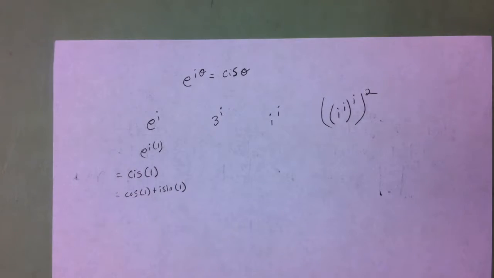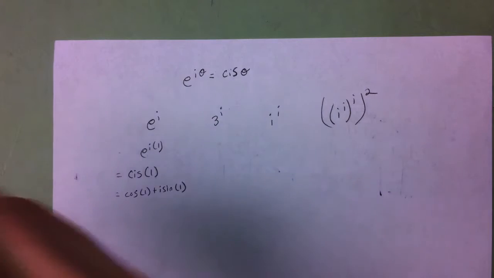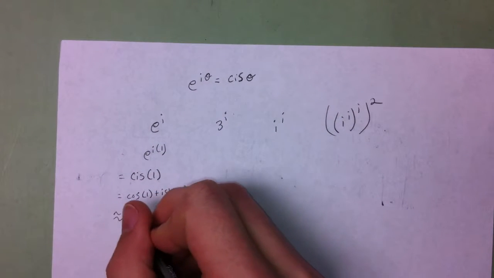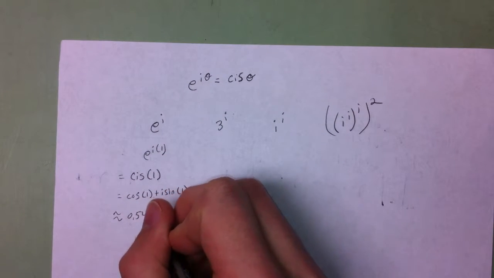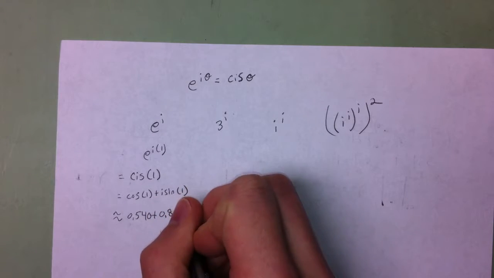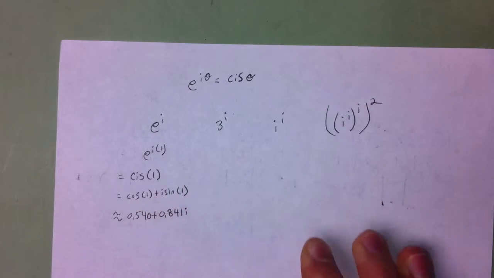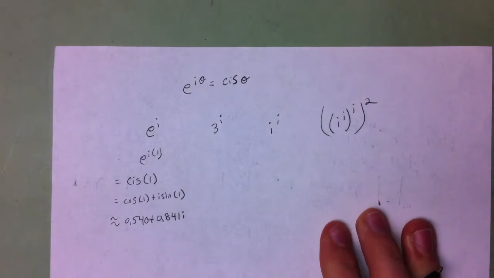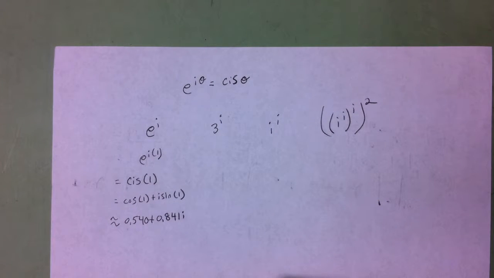And so when you plug that into your calculator, that comes out to approximately 0.540 plus 0.841 i. 3 to the i, we're going to do it a little differently.